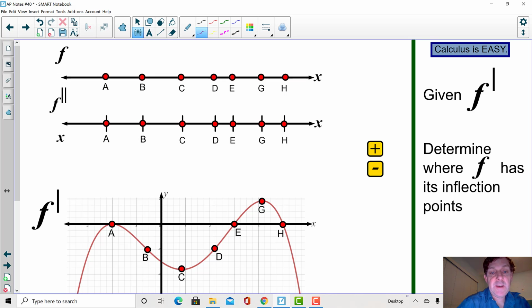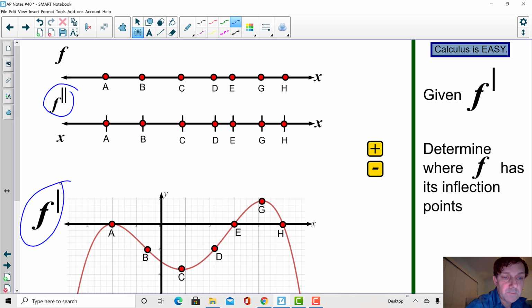Okay, now we're looking at the exact same graph, and it's still f prime. We haven't changed anything. But now we want to find inflection points. So we need to look at concave up and concave down to figure that out. So we need to figure out f double prime, but all we have is f prime. So the way to find f double prime is to do the derivative. The derivative of f prime is going to be f double prime.